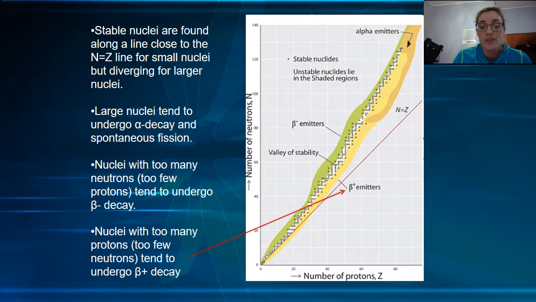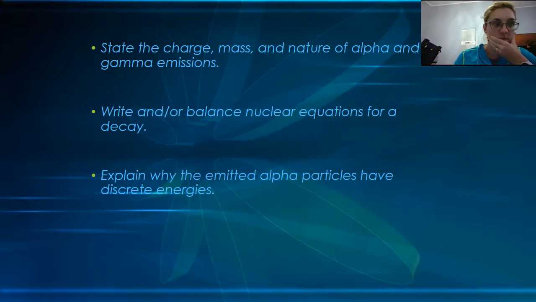Over here, we have nuclei that are opposite to that. We have ones that have too many protons and not enough neutrons, so the opposite needs to happen. Some of those protons need to be converted into neutrons, and because they're getting rid of a plus, that is called a beta plus decay.